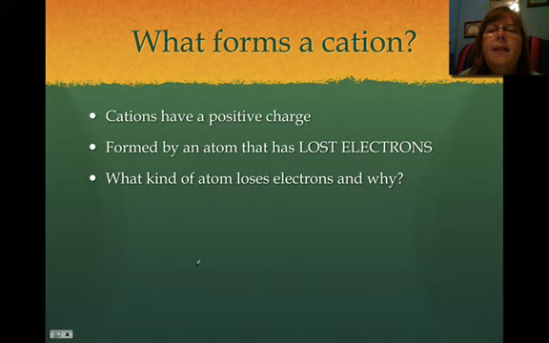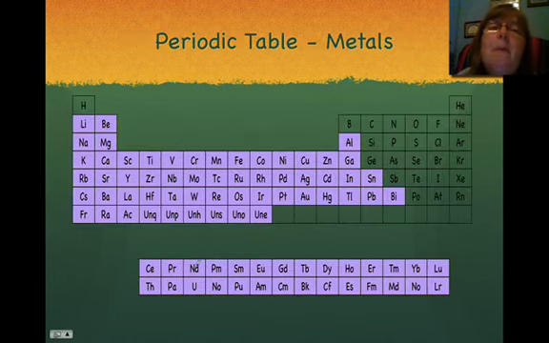So what forms that positive ion that we call a cation? Well, it's formed by an atom that has lost electrons. What kind of atom loses electrons and why? Well, the answer is metals. Metals like to lose electrons.